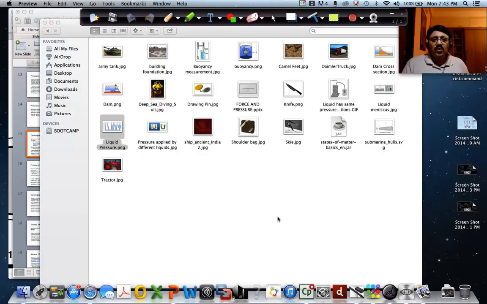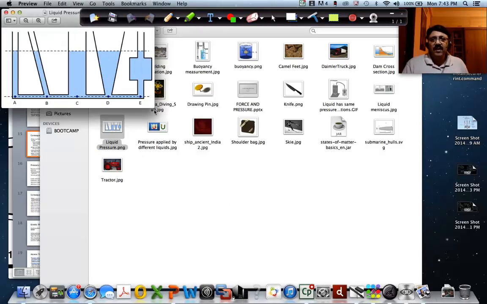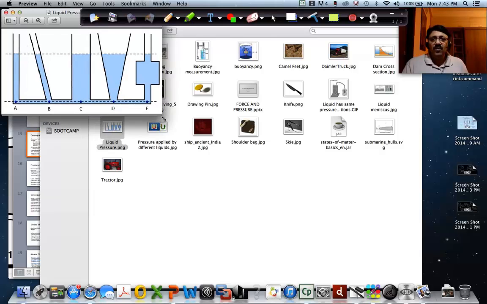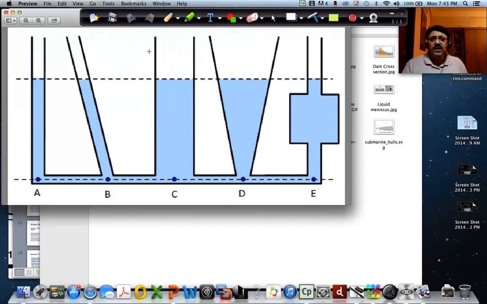I also want to explain this diagram. Now, you have all these tubes in different shapes, but what can you say about the pressure at A, B, C, D, and E? They are all the same. Why? Because the vertical height is equal and they are all on the same level. Absolutely. Perfect. You have understood the concept.